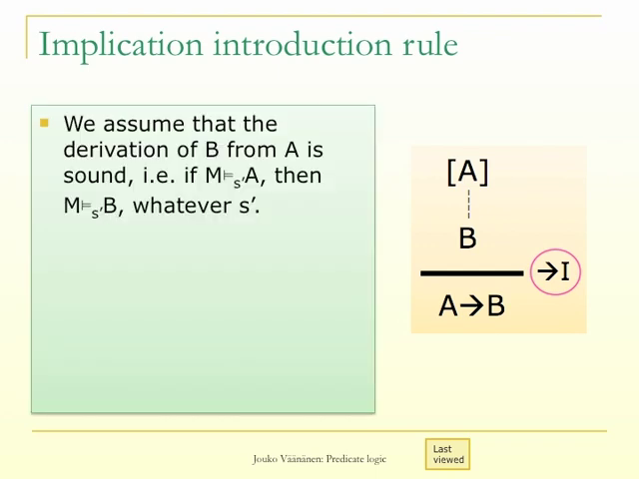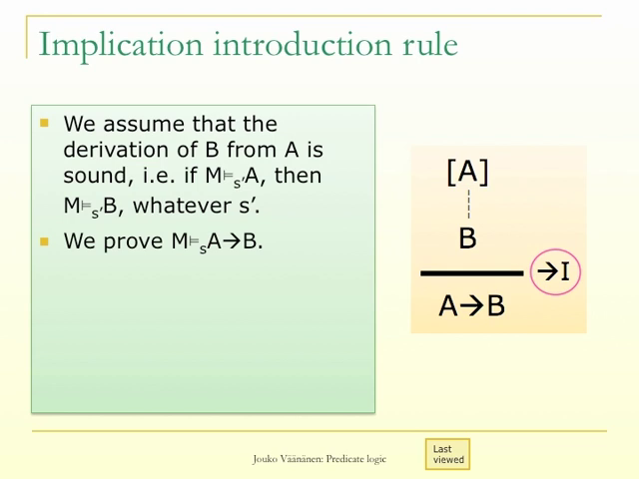Implication introduction rule. Suppose S is an assignment that satisfies in M the assumptions B1 to Bn. By induction hypothesis, we may assume that the short derivation of B from A, the temporary assumption A, is sound. That is, if S prime is any assignment that satisfies in M the assumptions B1 to Bn, and moreover S prime satisfies A, then S prime satisfies B, whatever S prime is.